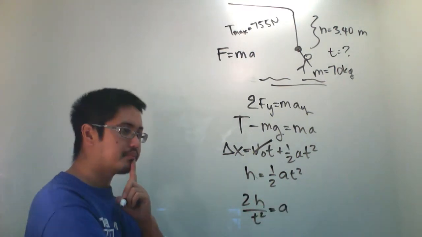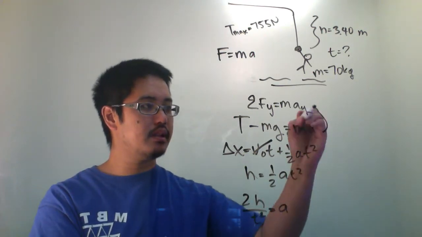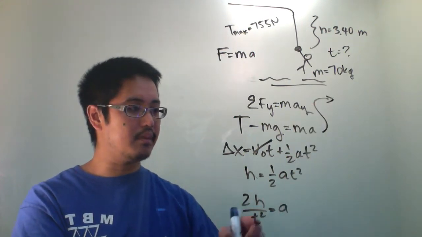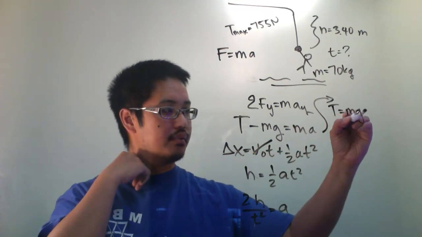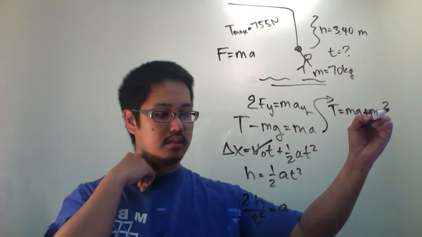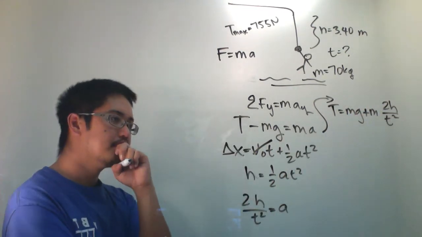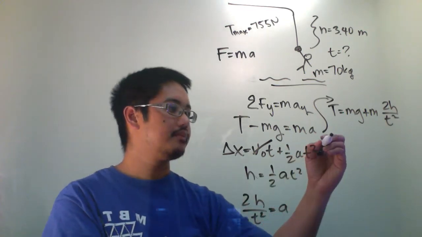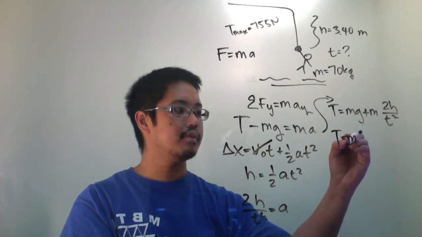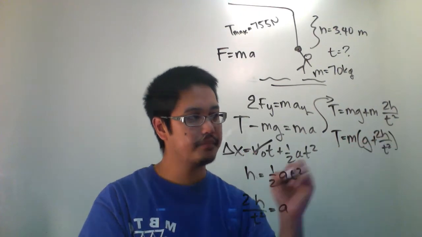We cool? Alright. So I'm going to rewrite this thing, but instead of writing an a, I'm going to write 2h over t squared. So I have T equals mg plus m times 2h over t squared. That makes sense. T is equal to m times g plus 2h over t squared.